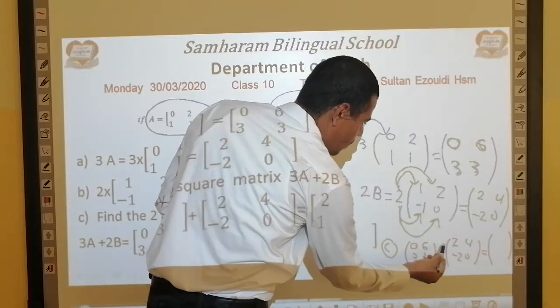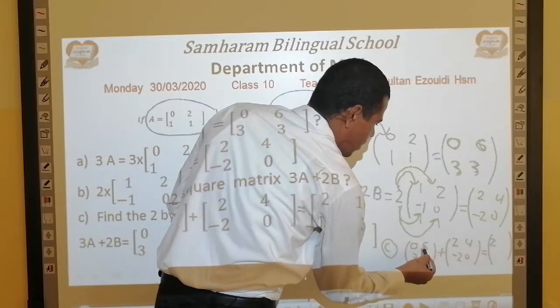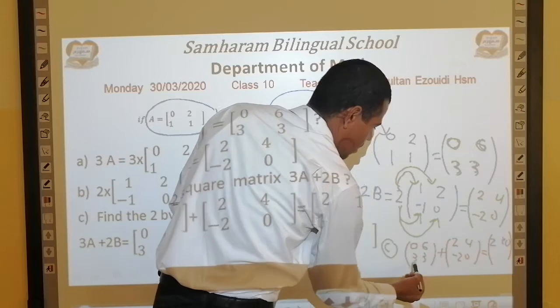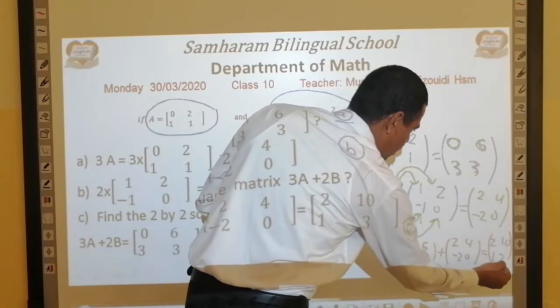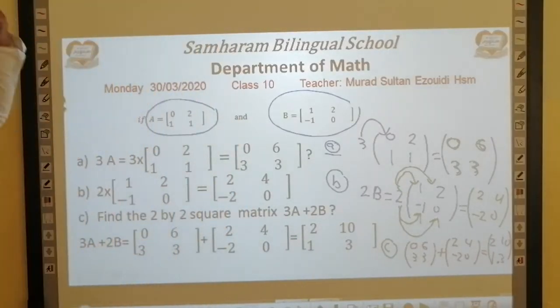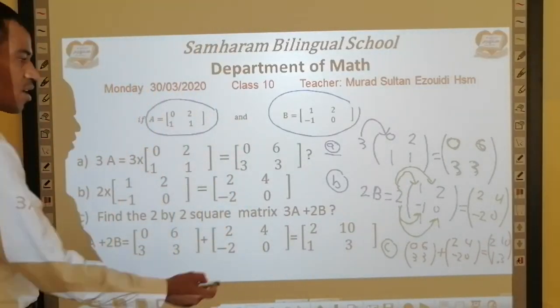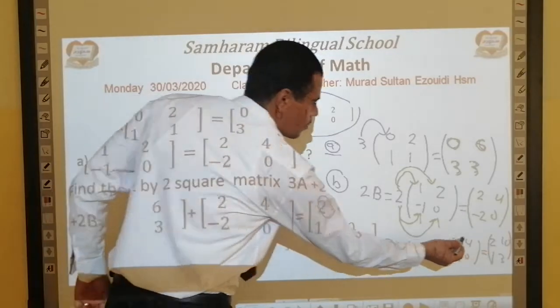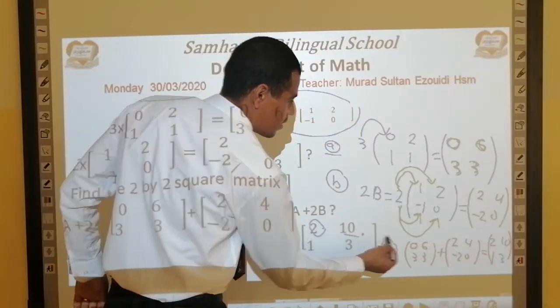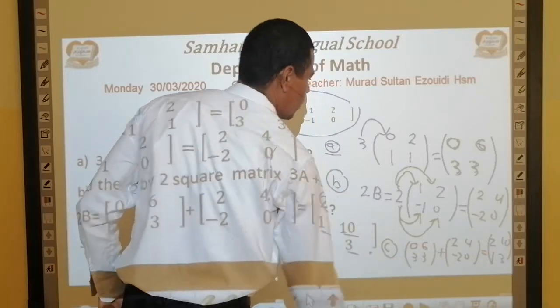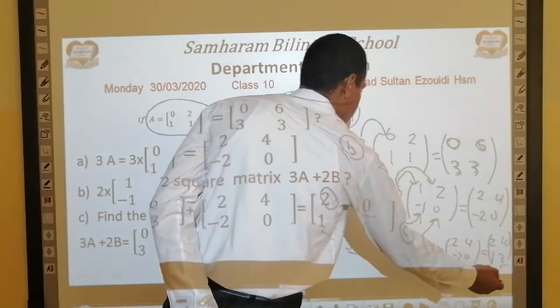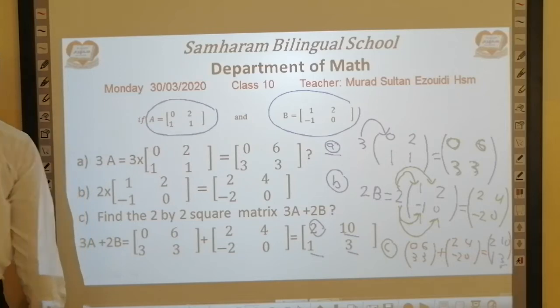Equal what? 0 plus 2 is 2. Okay. 6 plus 4 is 10. 3 plus negative 2 is 1. 3 plus 0 is 3. This is the answer, my kids. Okay? So, 2, then 10, then 1, and 3. Okay, the last one, this is 3. This is how you can add or subtract some matrices.